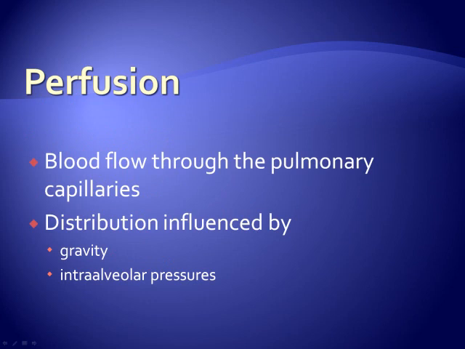Perfusion, on the other hand, is referring to the blood flow through the pulmonary capillaries. Now, distribution of our blood flow in the lung is going to be influenced by gravity. Therefore, the bases in the back are going to have the highest distribution, the highest perfusion of any of the lungs. So when you're looking at your patient and you're trying to figure out what's the part of the lung that's going to have the best perfusion and be involved in the most gas exchange? Well, that's going to be the bases in the back.